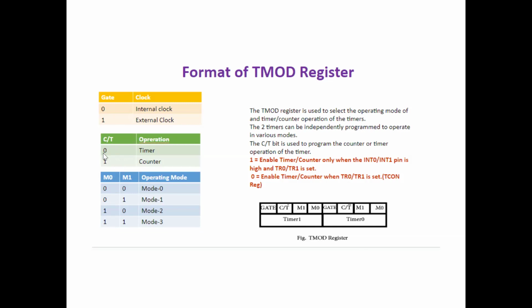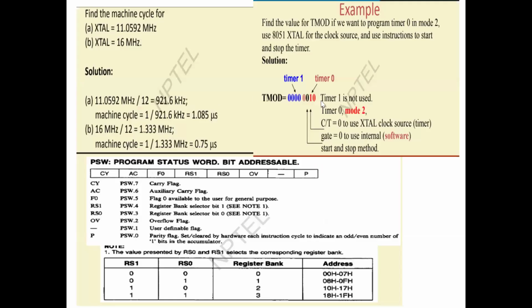C is 0 for timer operation, 1 for counter operation. And we have the gate, 0 for internal clock, 1 for external clock. That we have to remember. That is what they have given here also.